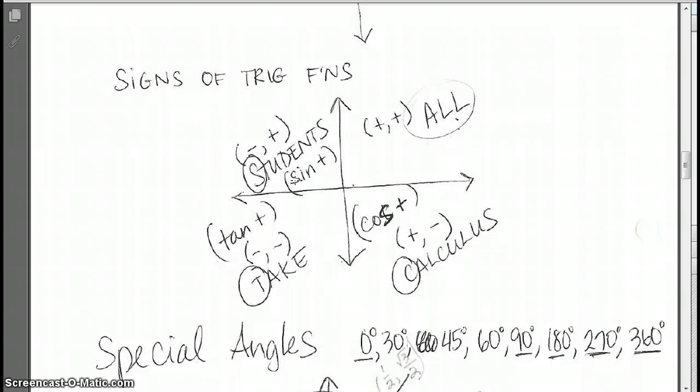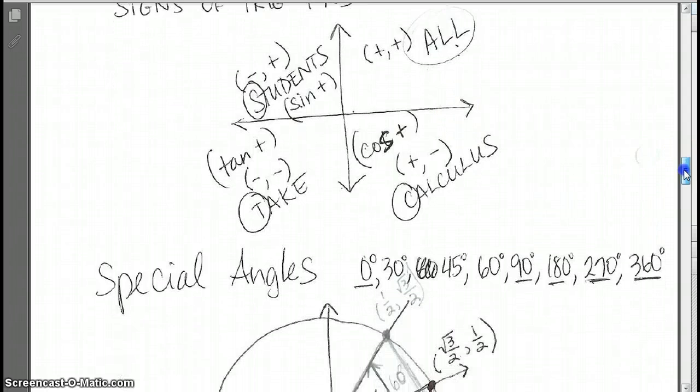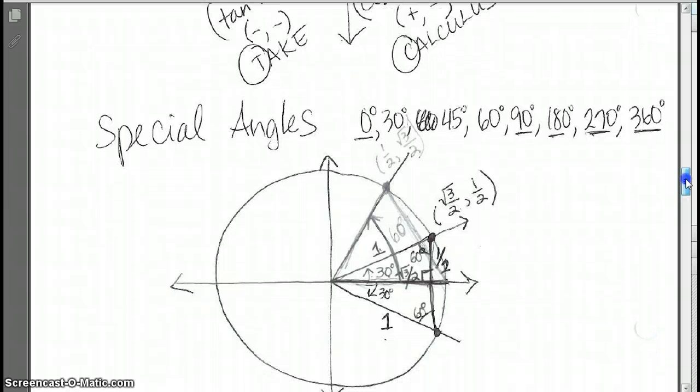The reciprocals are assumed. When I go to the third quadrant, Take starts with T, where tangent is positive, and sine and cosine are both negative. And in the fourth quadrant, Calculus starts with C, so cosine is my only positive because of the positive x-axis. You want to familiarize yourself with the special angles and how they work. You definitely want to get this unit circle down. The proof is actually very nice.